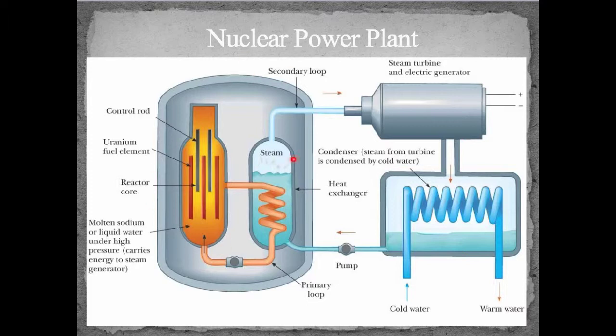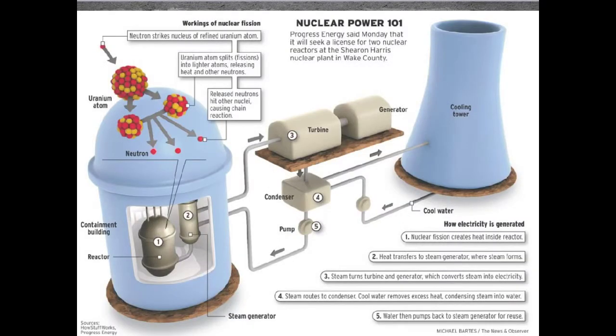So we've got our reactor core, we've got our heat transfer to make steam, a turbine that turns, that generates electricity, a flow of electrons, and then we have our condenser. Very similar to our fossil fuel plants.